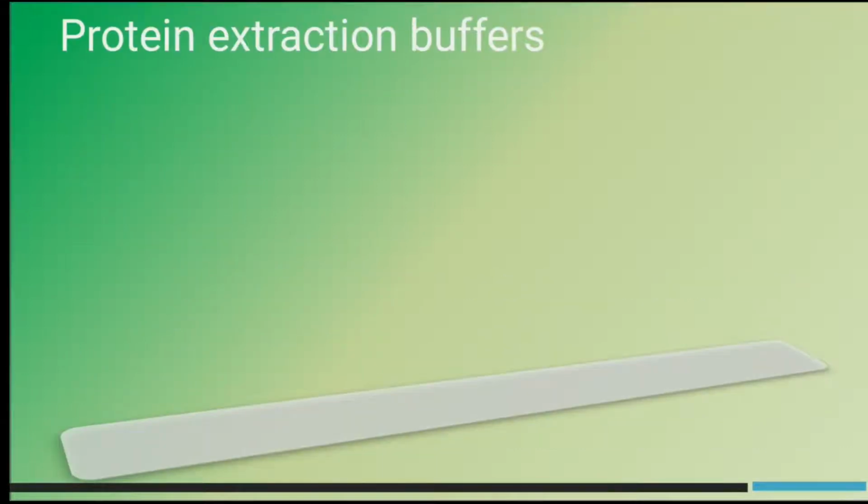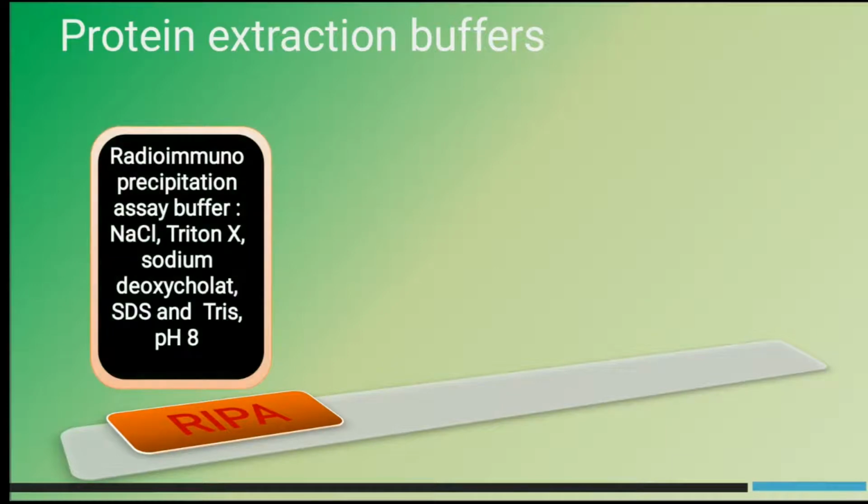Now we will see about the buffers used for the protein extraction. In general, three kinds of buffers are most commonly used. The first buffer is called radioimmunoprecipitation assay buffer, or commonly called RIPA buffer, consisting of sodium chloride, Triton X, sodium deoxycholate, sodium dodecyl sulfate, and the solution pH is maintained at 8.